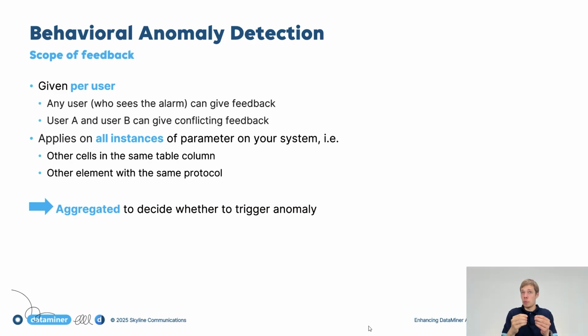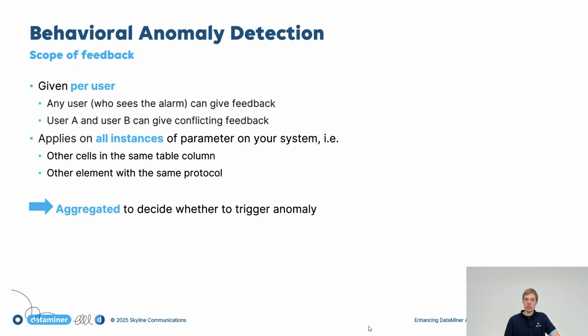But also, if you have multiple elements with the same protocol, then feedback on a parameter on element A will also have influence on the anomalies that are detected on the same parameter on element B. And so DataMiner will aggregate all this feedback of all users and of all instances of that same parameter that are available in your DataMiner system. And based on all that aggregated feedback, it will decide either I trigger an anomaly or I don't trigger an anomaly.